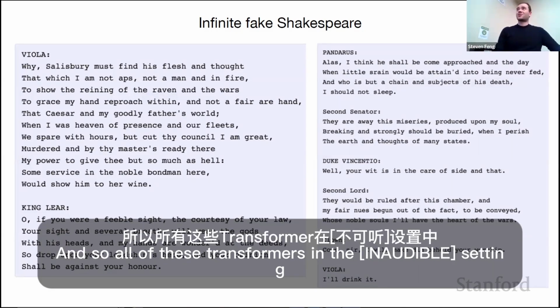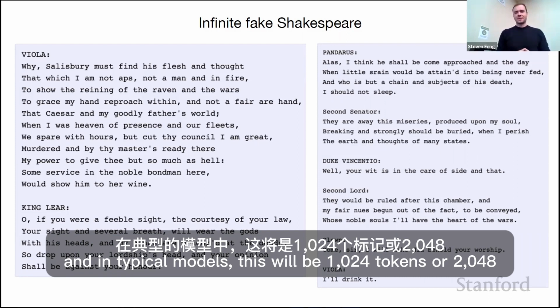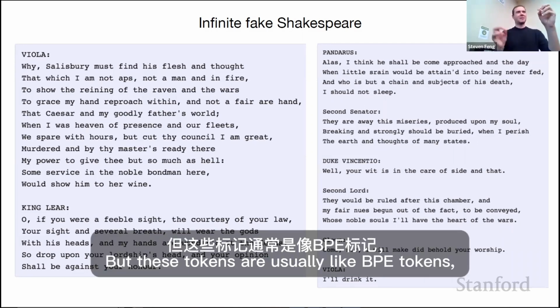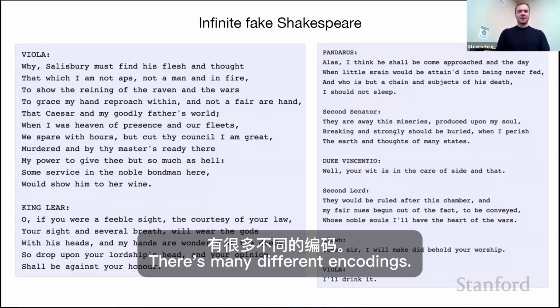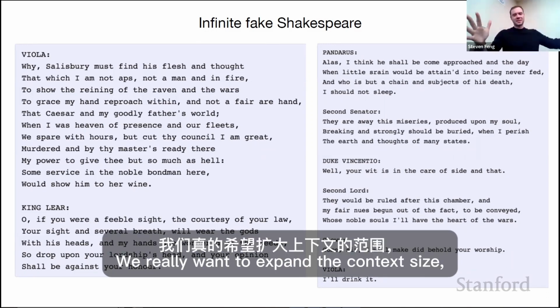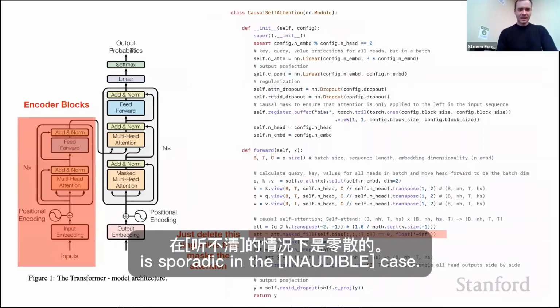And so all of these transformers in the naive setting have a finite block size or context length. And in typical models, this will be 1024 tokens or 2048 tokens, something like that. But these tokens are usually like BPE tokens or sentence piece tokens or word piece tokens. There's many different encodings. So it's not like that long. And so that's why I think Dib mentioned we really want to expand the context size, and it gets gnarly because the attention is quadratic in the naive case.